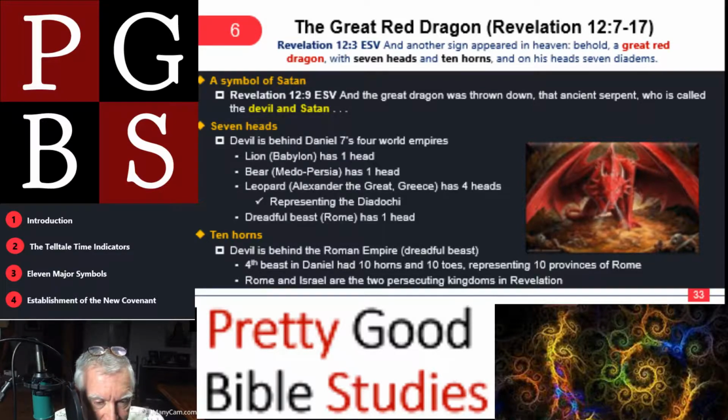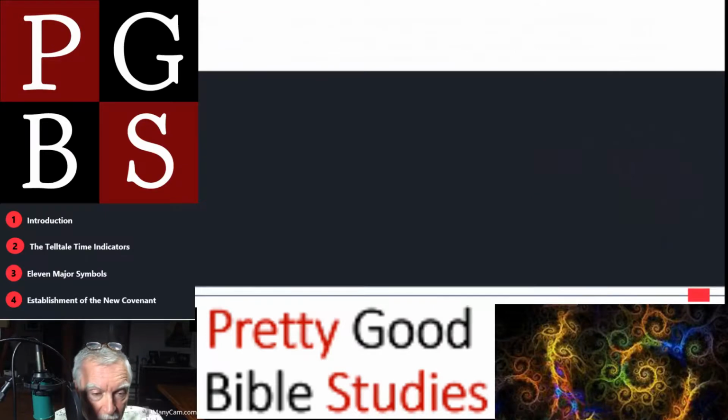So, we see here that we have a great red dragon and that he is intimately tied with the Roman Empire. And this goes along with the theme of the book of Revelation, namely that there are two persecuting entities of the church, the Roman Empire and apostate Israel, and the church is going to overcome these two enemies because John is writing a book of encouragement to the Christians. They are going to overcome.